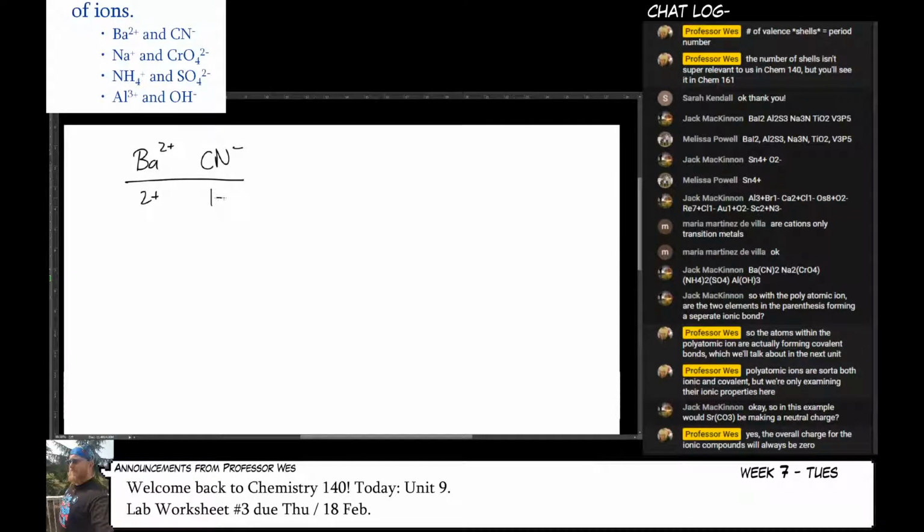I mean, same deal that we've been doing all period, right? Need more negative. There we go. That checks out. So my formula will be barium cyanide.